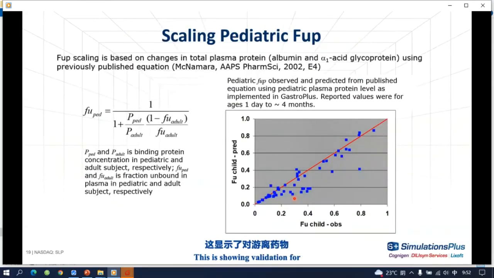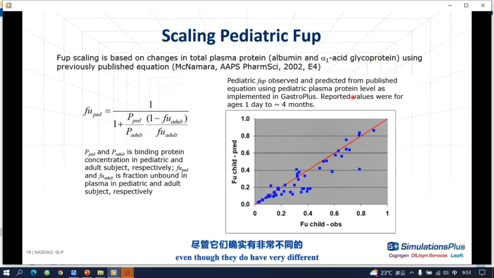This is showing validation for the fraction unbound, since there were some data available for babies or infants 1 day to 4 months old, showing these are the predicted versus observed. For this scaling, we are using an equation that was previously published. And for those of you who might be familiar with that publication, you might know that the authors looked specifically at the major binding protein, whether the compound is binding mainly to albumin or alpha acid glycoprotein. In our equation, we have lumped them together as a total protein.